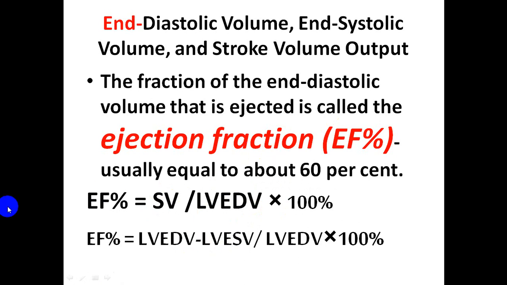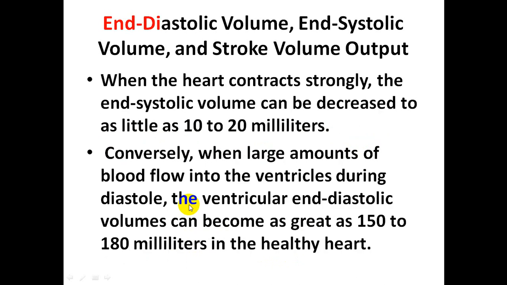What is ejection fraction? It is the proportion of the blood ejected from the left ventricular end diastolic volume. Suppose the end diastolic volume is 120 and the stroke volume is 70: 70 over 120 times 100 is roughly 60%. This is normal, and is called ejection fraction. So ejection fraction can be said to be left ventricular volume at end diastole minus end systole, which is the stroke volume, over left ventricular end diastolic volume times 100%.